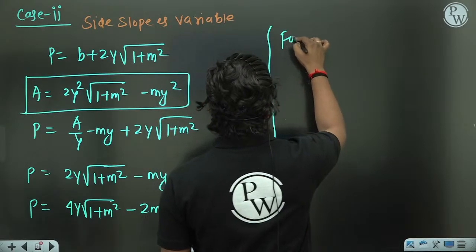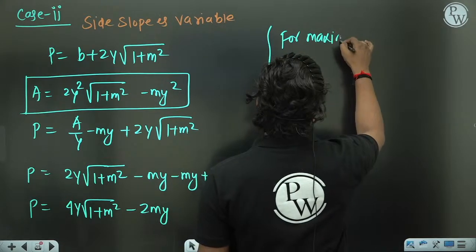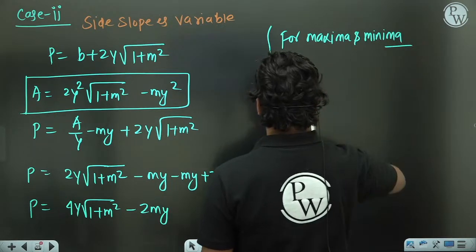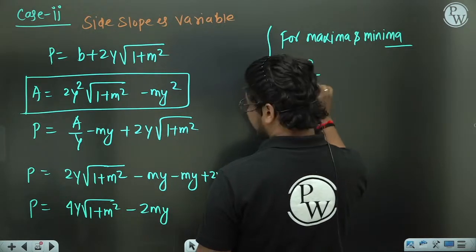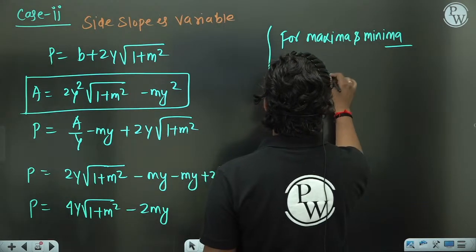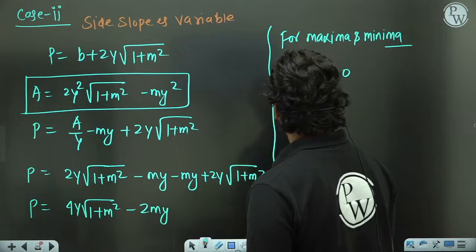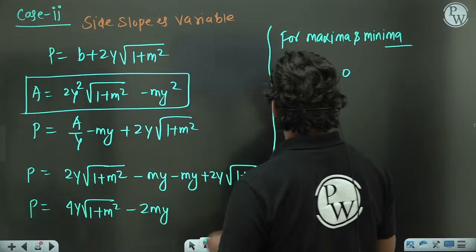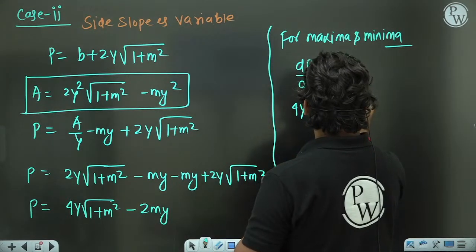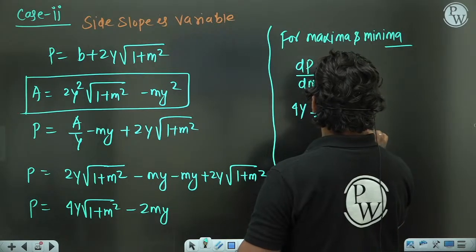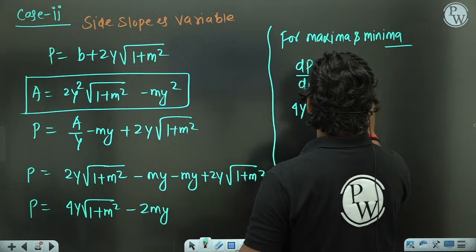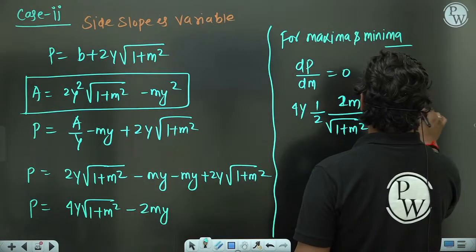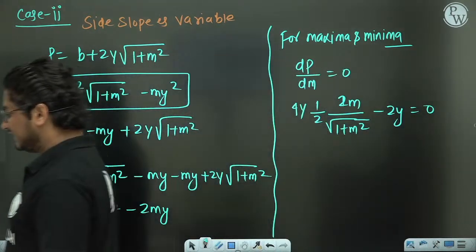Now you know that for maxima and minima value, dP upon dm will be equal to 0. So let us do that. First will be 4y, 1 plus m square, differentiation it will be 1 by 2, then root under 1 plus m square, and here it will be 2m. I hope it is clear to you. Minus 2y is equal to 0. That's what I'm getting.